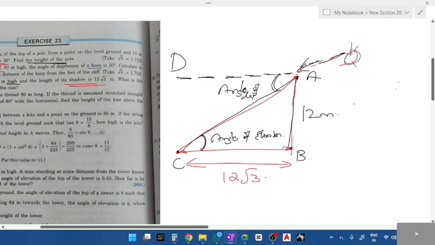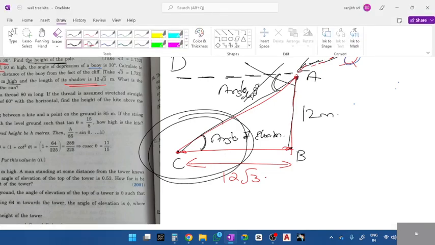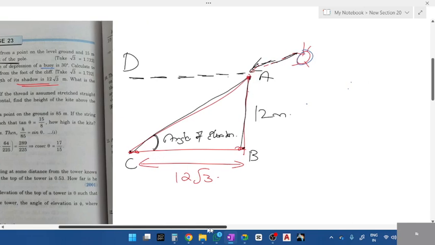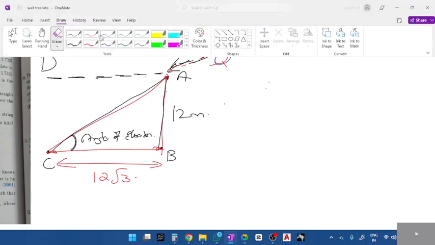Angle of depression is equal to angle of elevation. Both are the same. That's the reason they didn't ask for this angle. Instead of that, they asked for the angle of elevation. Fine. So the sun rays will always fall in the downward direction. The sun is always on top, and the rays fall in the downward direction. So we don't need to find the angle of depression here because the angle of depression is equal to the angle of elevation. Again, angle C is given here.